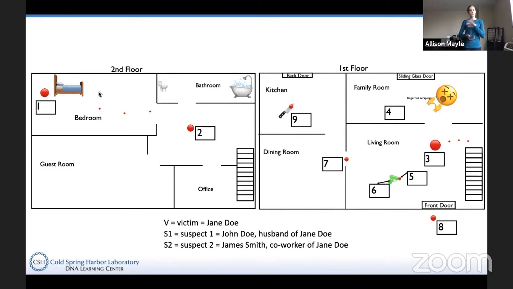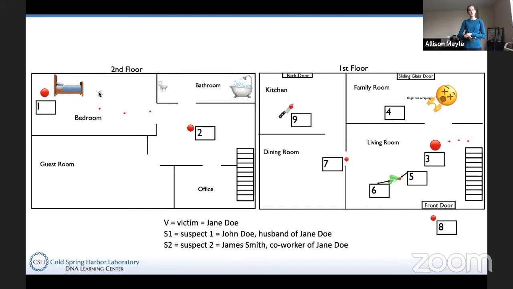Okay, so they look around her house and they interview some different people and they come up with 2 suspects. Suspect 1 is John Doe. He's the husband of Jane, our victim. And suspect 2 is James Smith. He's a co-worker of Jane who had been at her house.